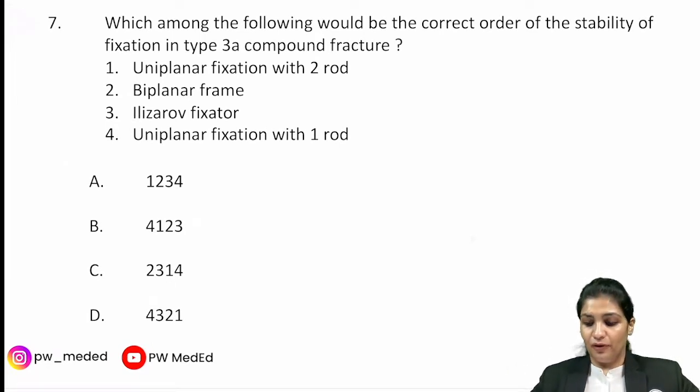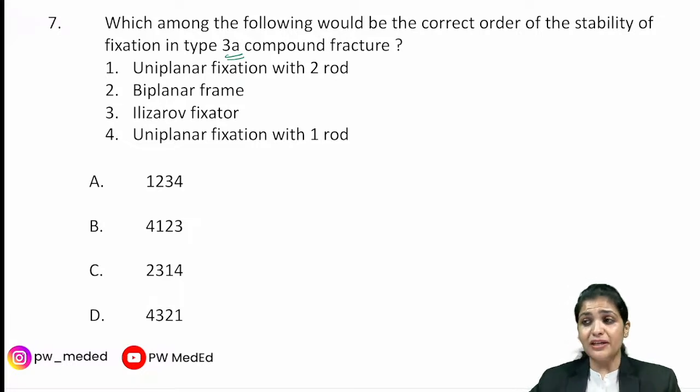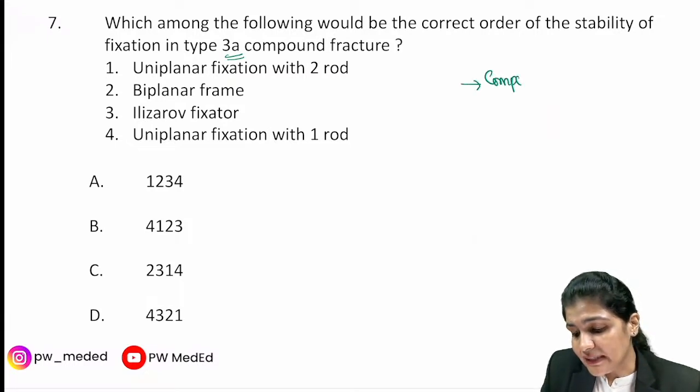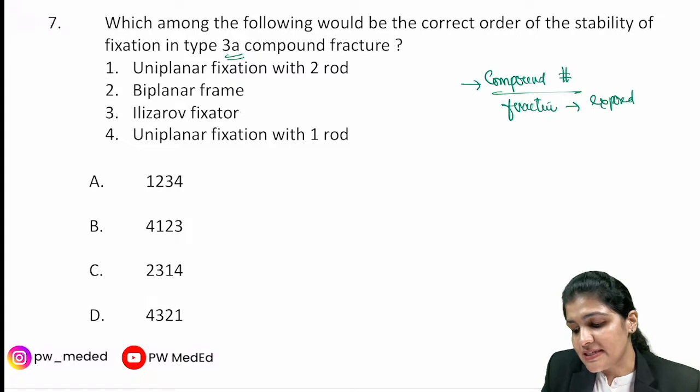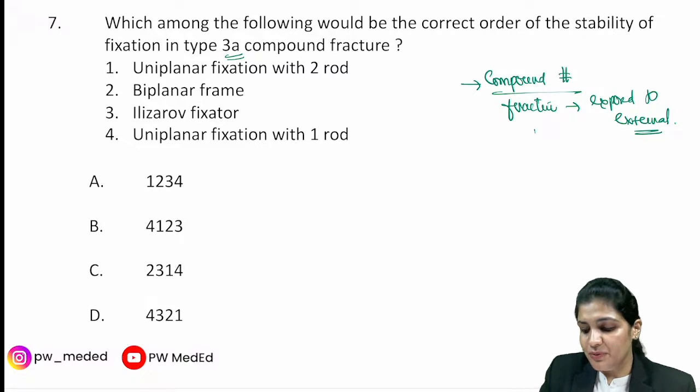And then, which among the following would be the correct order of the stability of the fixation in case of a 3A compound fracture? So let us find the correct order. So this question is mainly about a compound fracture. A compound fracture is that fracture where the fracture is exposed to the external environment, right? So whenever there is an exposure of the fracture site to the external environment, this is called a compound fracture. So in this compound fracture, usually we treat with the external fixator.